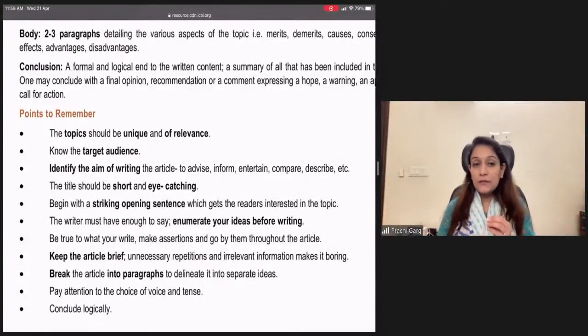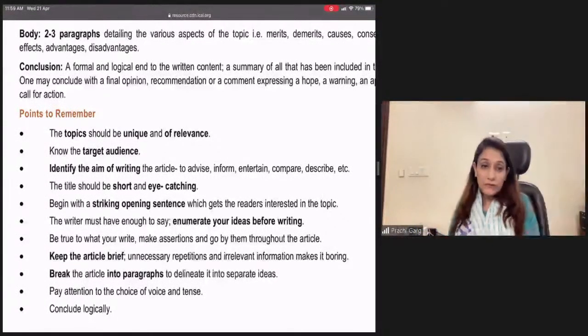Be true to what you write. Make assertions, go by them throughout the article. So you should be true to what you're writing. Like I just told you, your article should be authenticated. You should know what you're writing about, right? You have to make assertions, that you have to emphasize on the fact that what you're talking is true. How will you do it? If you add some external things to it.